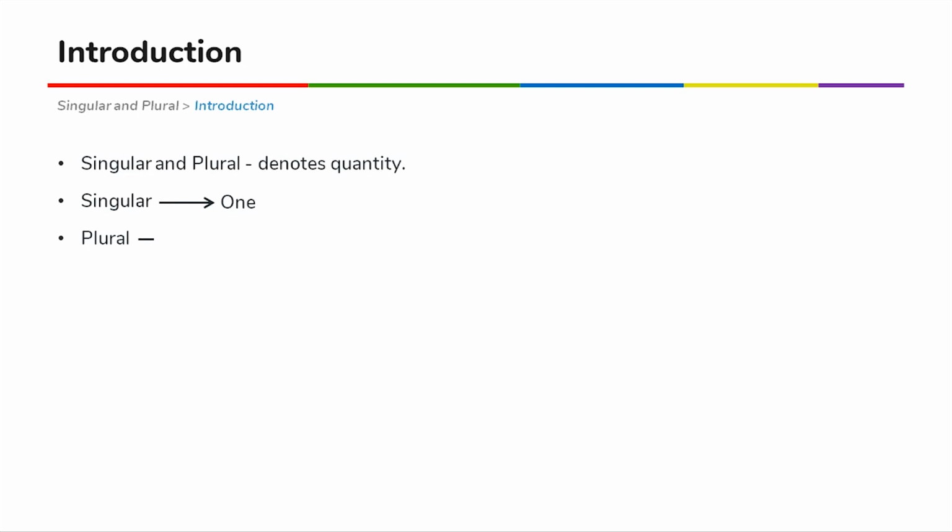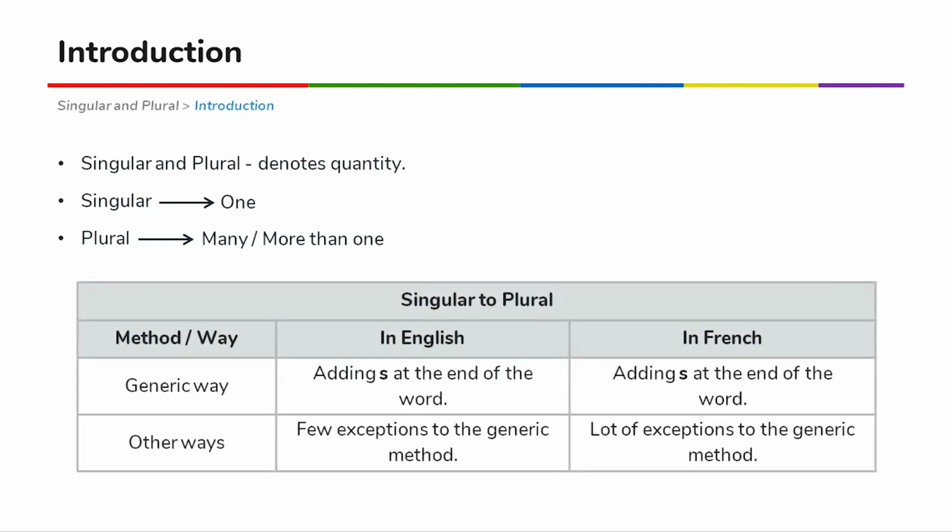A vague way of denoting a quantity is by using singular and plural, where singular denotes one and plural denotes many or more than one. You are aware that in English, a singular word can be converted to a plural by adding an s at the end of the word.